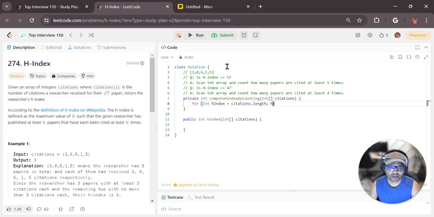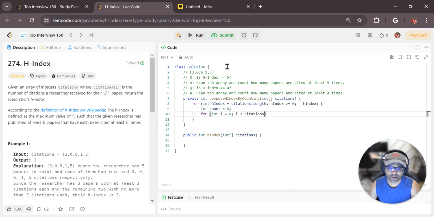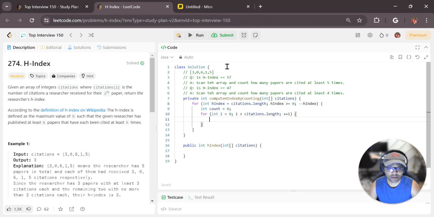Okay. And then hIndex is greater or equal to 0, because that's the minimum value of H index, hIndex minus minus, because we are going from bigger to smaller values. And here inside we basically count how many papers have been cited at least that many times, right? So let's say count equal to 0, and then i equal to 0, i less than citations.length, i plus plus. Here we go slow. Citations of i has to be bigger or equal to hIndex, and if that is the case, we do count plus plus, right?